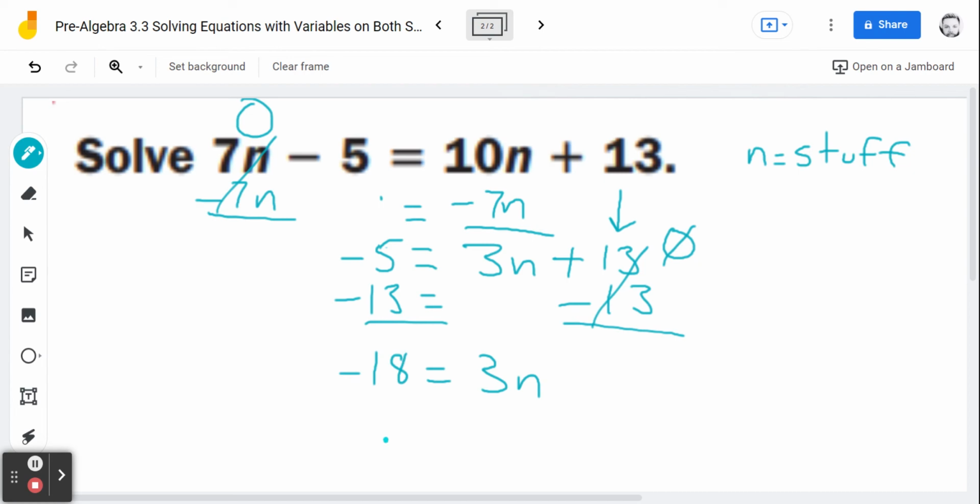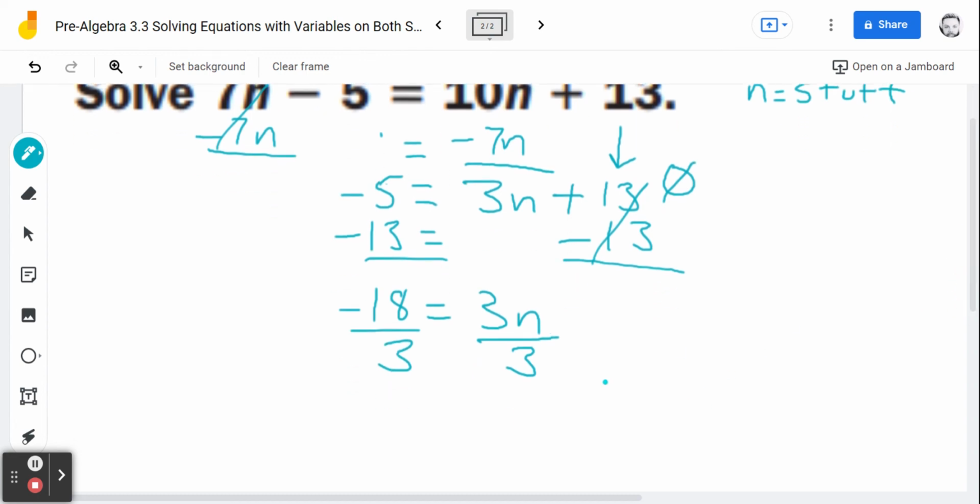All right. Do I have N by itself? Not yet. Not completely by itself. The 3 is still there. What is the 3 doing to the N? So how do I move the 3? Divide. So I'm going to divide both sides by 3. 3 divided by 3 is 1. 1 times N is just N. What's negative 18 divided by 3? Ah, good. You got the negative in there too. It's negative 6. That's it.